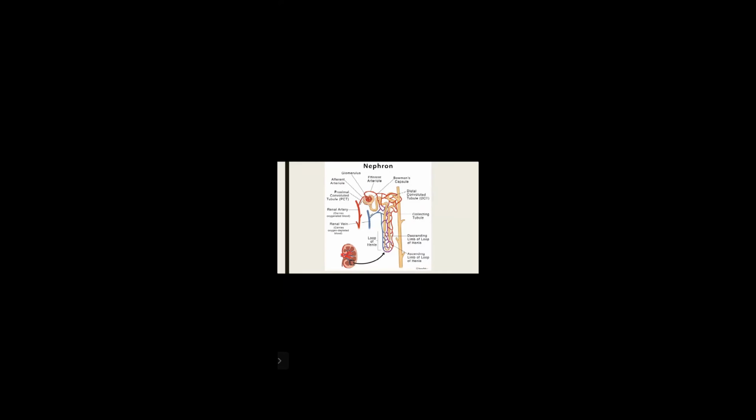Next is the Bowman capsule, a double-wall cuff-like structure that surrounds the glomerulus. Next is the proximal tubule, which lies near the Bowman capsule and is the first segment of the nephron. And then it will lead to the loop of Henle, which has a descending limb and an ascending limb of the loop of Henle. And it will lead to the distal tubule, and finally the collecting duct.